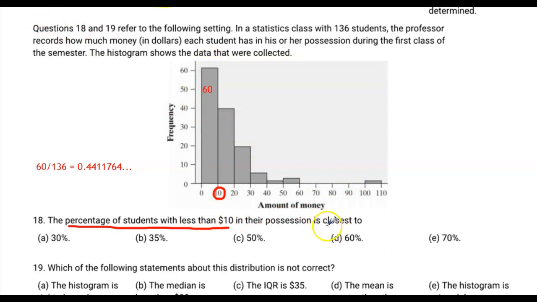And the writers are a little coy. We're looking for closest to. The answer is 44.1%. 44.1 is closest to 50. It's closer to 50 than it is to 35.